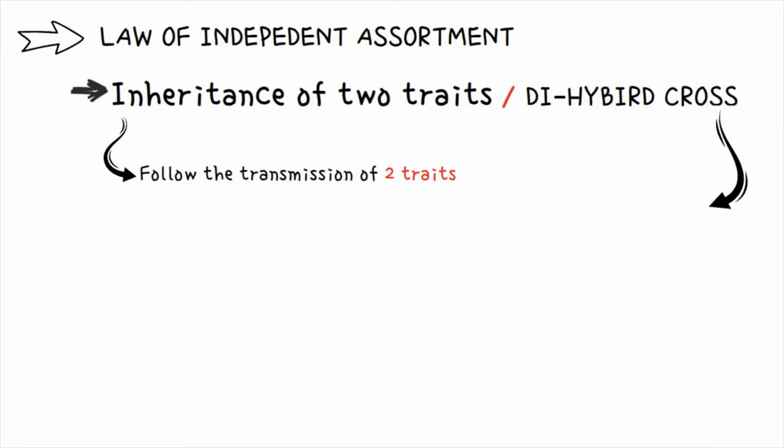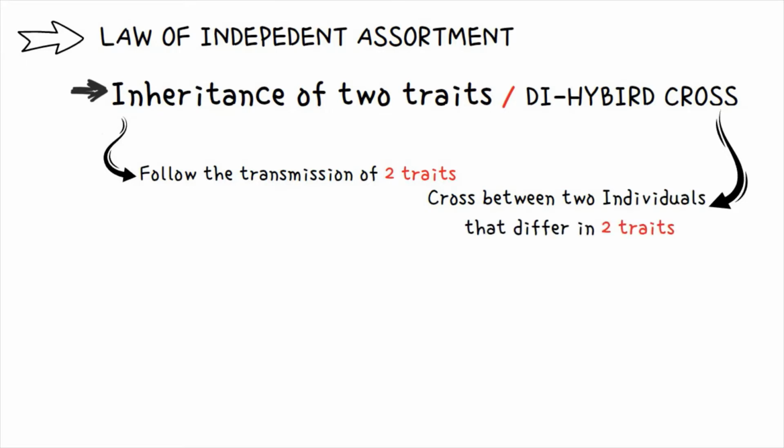because this is a cross between two individuals that differ in two traits, such as color of the seed and shape of the seed. The ratios that we obtain in these experiments are called dihybrid ratios. Now we are going to cross two plants: a male plant that produces yellow round seeds and a female plant that produces green wrinkled seeds.